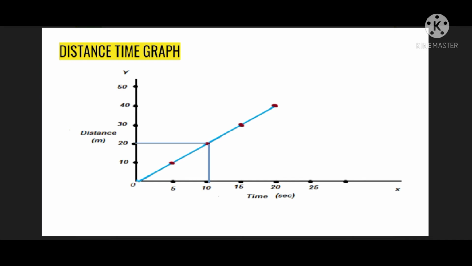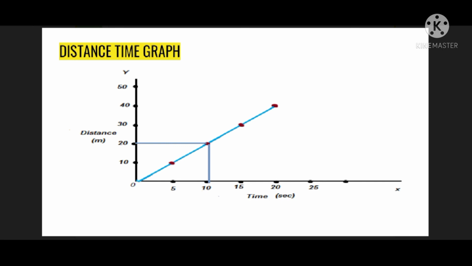Next is the distance time graph. Using graphs to describe motion, we use the distance time graph. We often use linear graphs to describe the motion of an object. On such a graph, we generally choose the x-axis as the time axis and the y-axis as the distance axis. So how do we plot the distance time graph? By following different steps. Let us check them out.